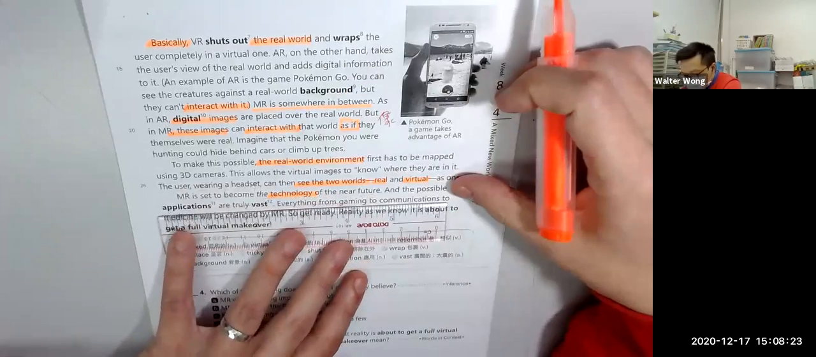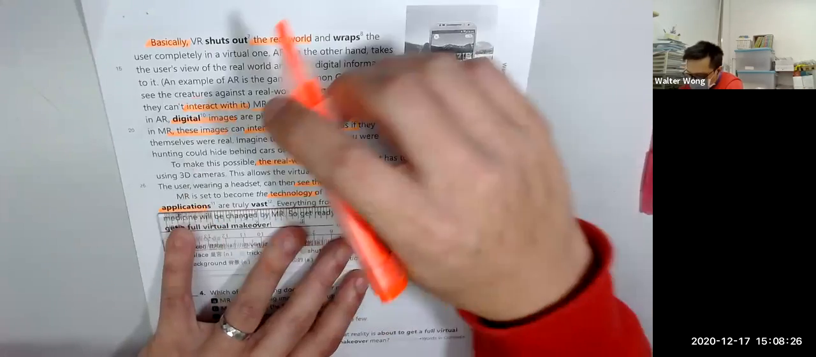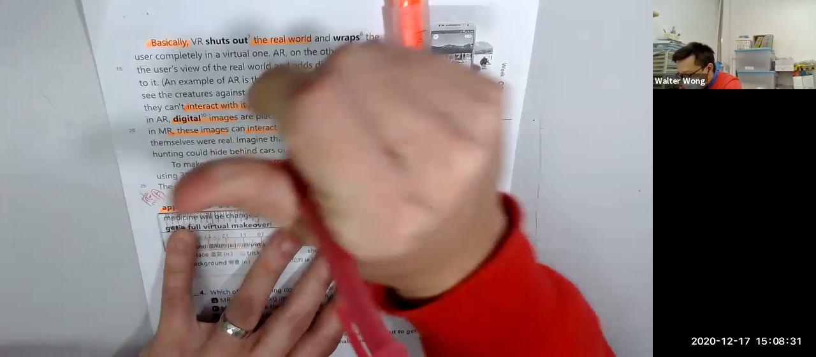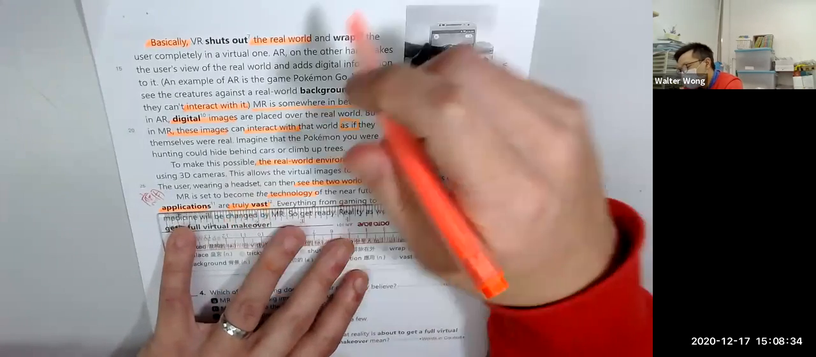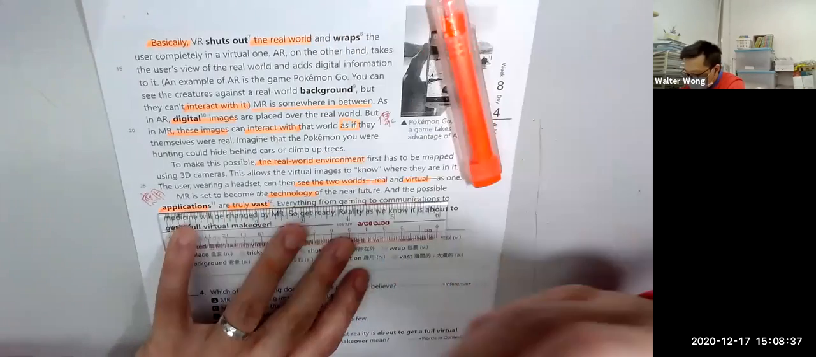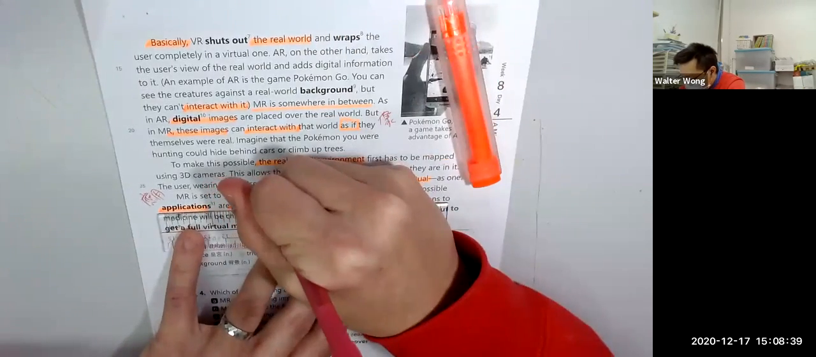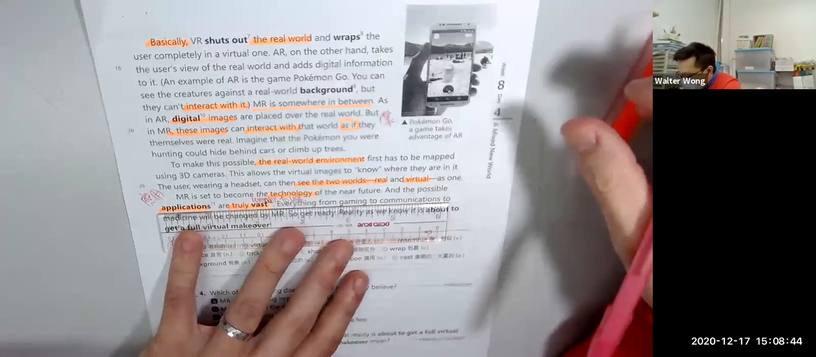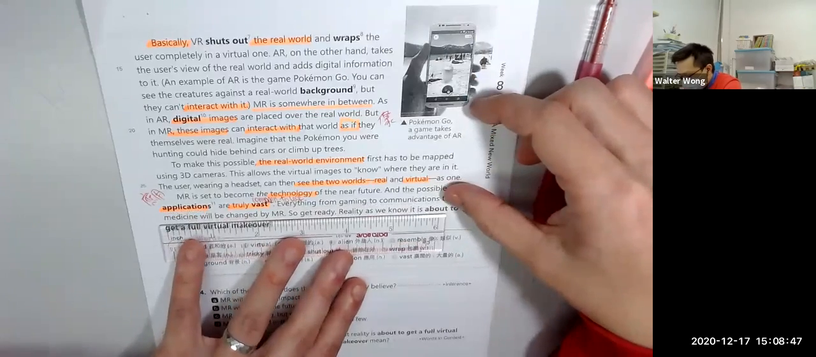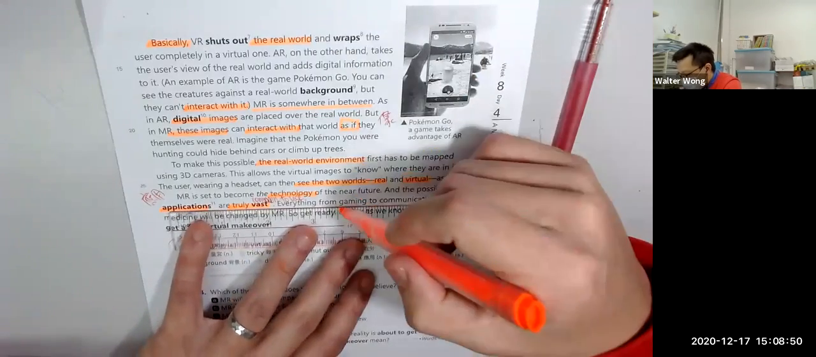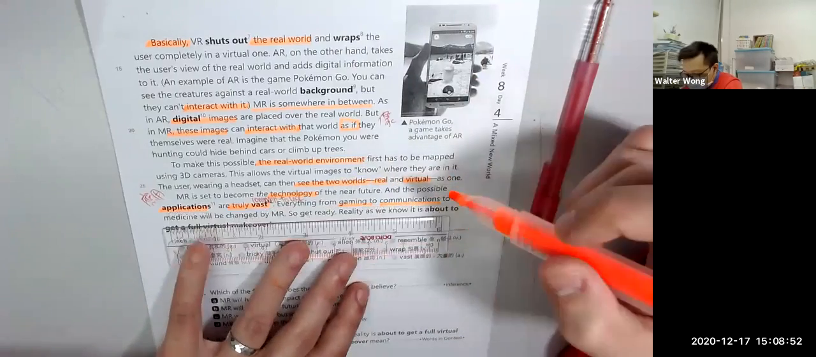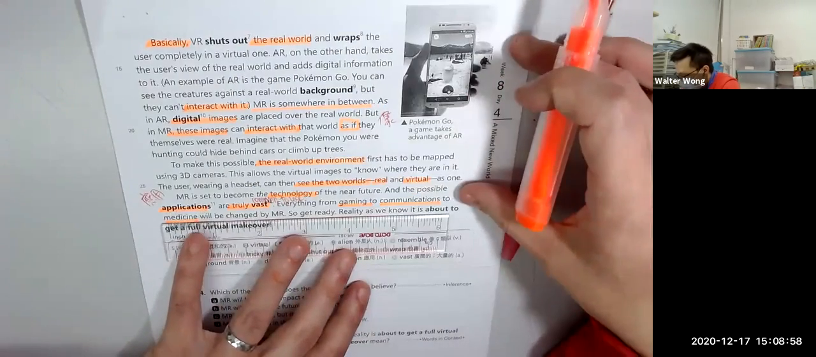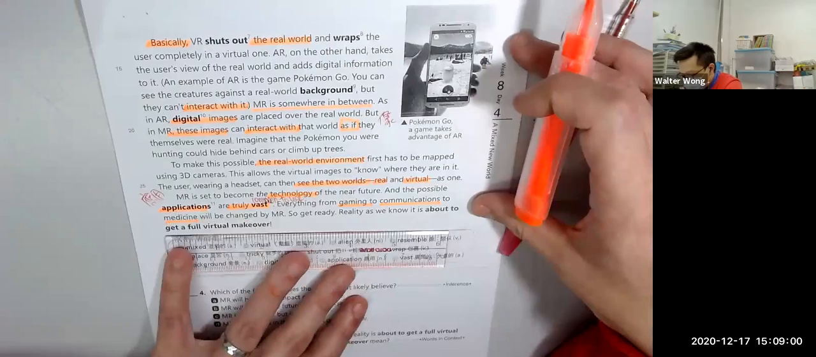And the possible applications are truly vast. Vast originally means very large, but here it means wide-ranging, easy to apply, so it is commonly used. Everything from gaming to communications to medicine will be changed by MR. So get ready. Reality, as we know it, is about to get a full virtual makeover.